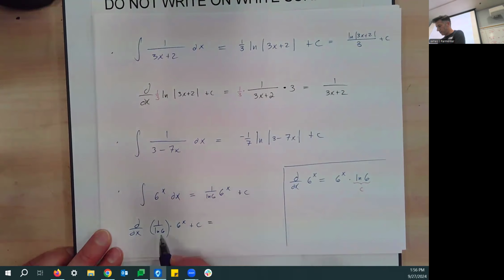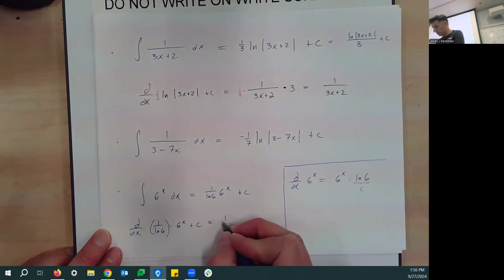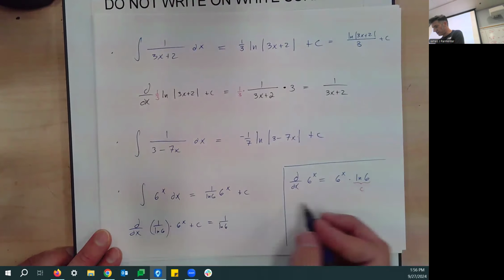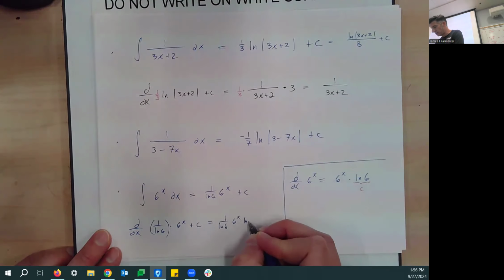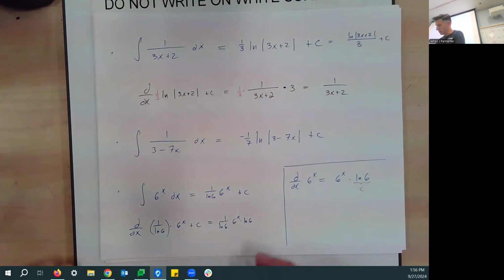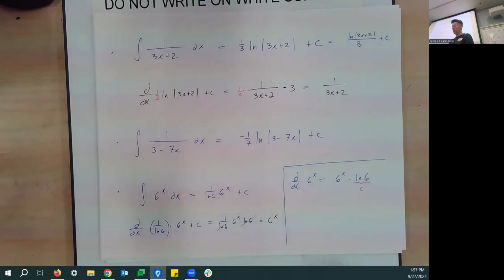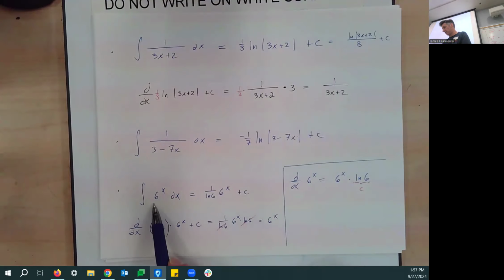So the derivative of this constant times this function is that constant times the derivative of 6 to the x, which is 6 to the x times the natural log of 6. And oh, wouldn't you know it? Those constants divide to 1, and you just get 6 to the x. So since the derivative of 1 over natural log of 6 times 6 to the x plus c is equal to 6 to the x, the antiderivative of 6 to the x has to be 1 over natural log of 6 times 6 to the x plus c. There's no other choice.